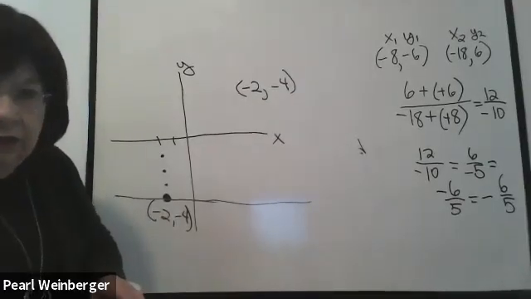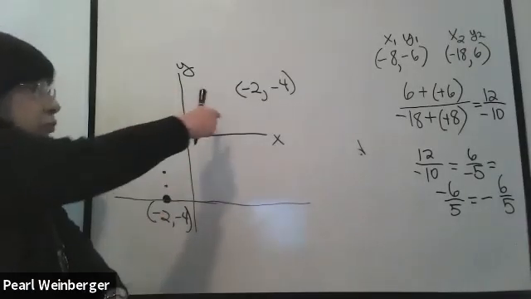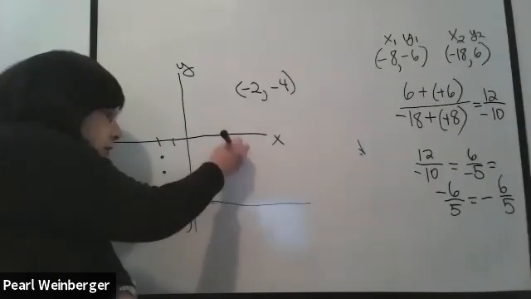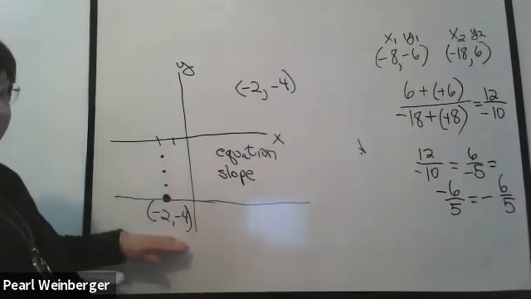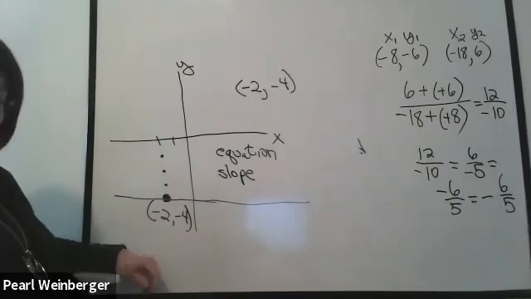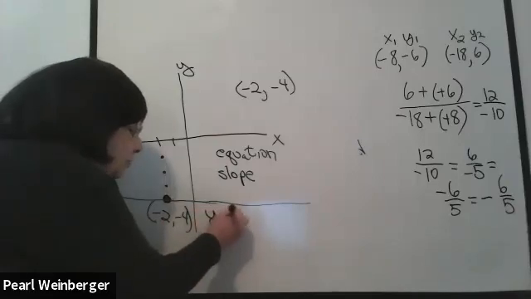Okay, Shira, you gave me the point. That's not what I wanted. The point is -2, -4. What is the equation of the horizontal line, and what is the slope of the line? Isn't the horizontal line -2 because it's only the y? Okay, so what is the y here? -4. Right, the equation is y equals -4.